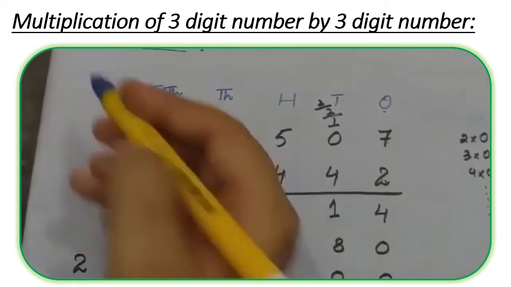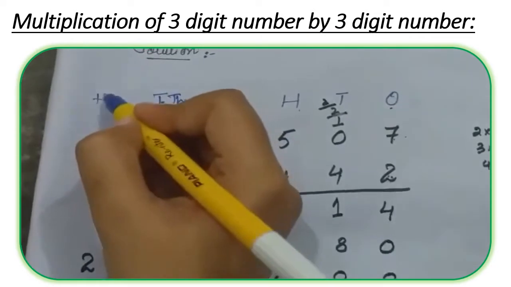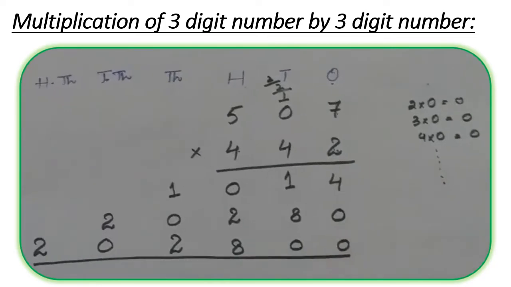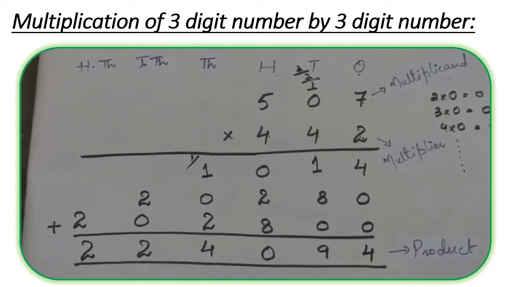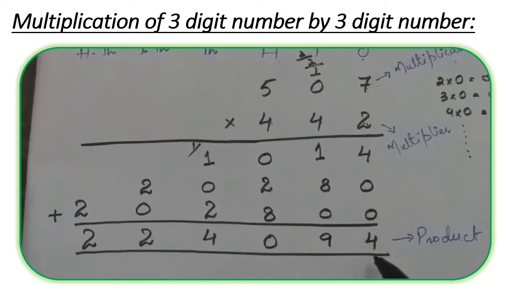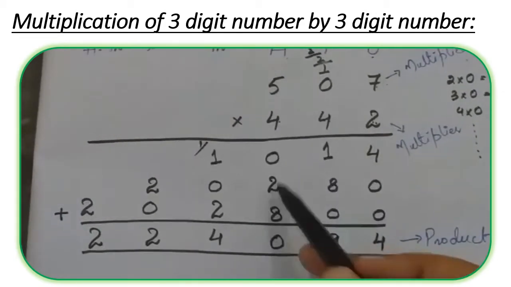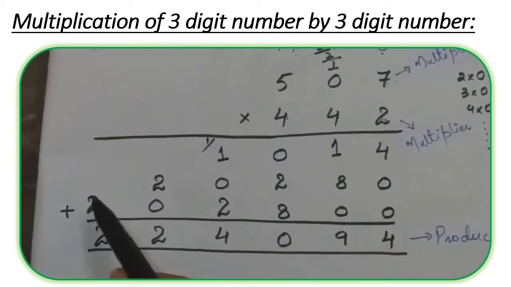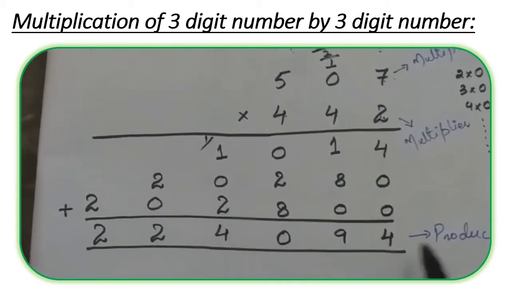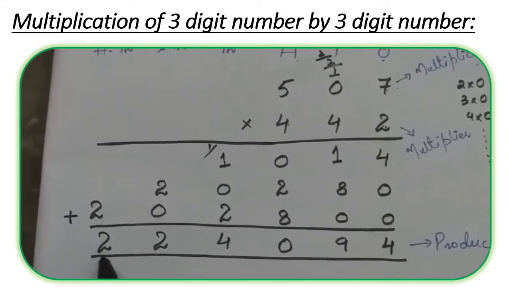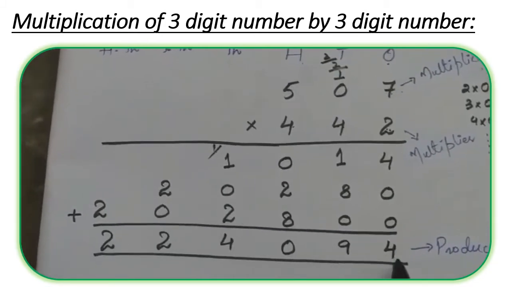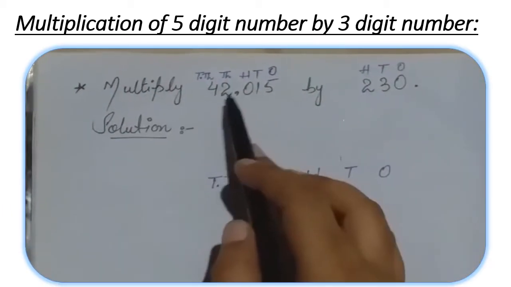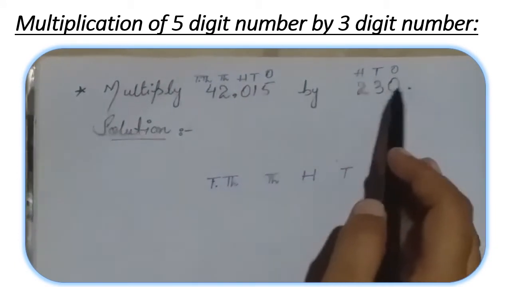This 2 is in the 100,000s column. Now in the last we will add all the numbers here. 4 plus 0 plus 0, 4. 8 plus 1, 9. 8 plus 2, 10. So 0 here, 1 will be carried. 2 plus 1 plus 1, 4. 2 plus 0, 2 and 2 as it is. So this is our final product, which is 224,094.